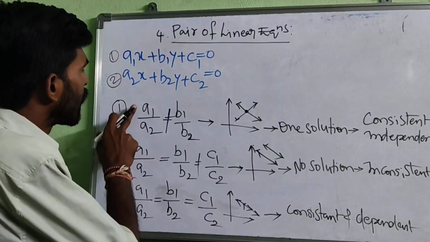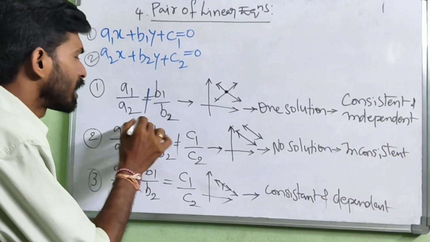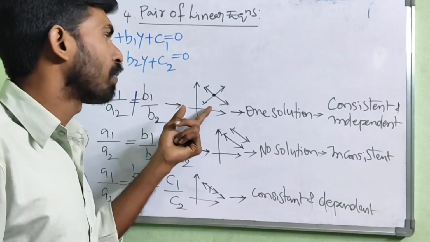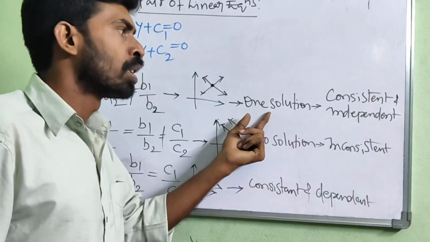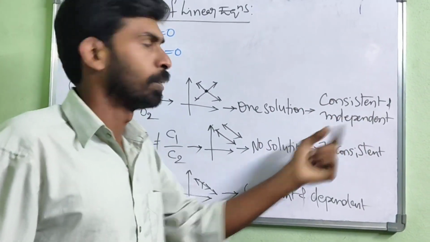Listen, if a1 by a2 is not equal to b1 by b2, if this condition is satisfied, the graph will be intersecting lines. There is only one solution, and we call the equations consistent and independent.